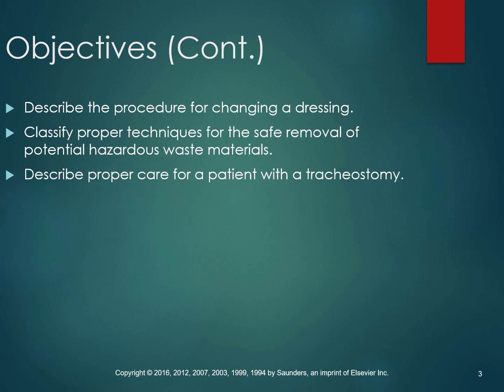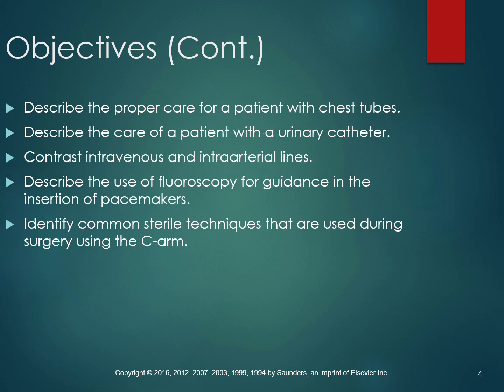We'll describe the procedure for changing a dressing, classify proper techniques for the safe removal of potential hazardous waste material, and describe proper care for a patient with a tracheostomy. We'll also describe the proper care for a patient with chest tubes, describe the care of a patient with a urinary catheter, describe the care for patients that have intra-arterial lines or any contrast intravenous injections, describe the use of fluoroscopy for guidance in the insertion of pacemakers, and identify common sterile techniques that are used during surgery using the C-arm.